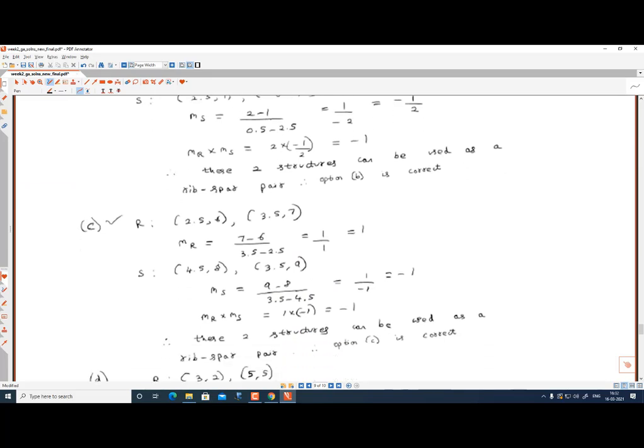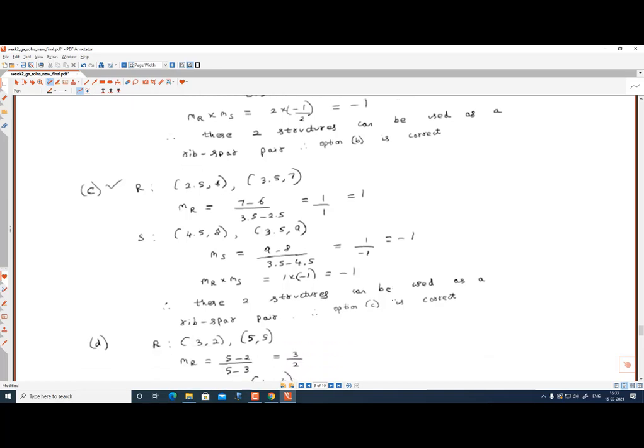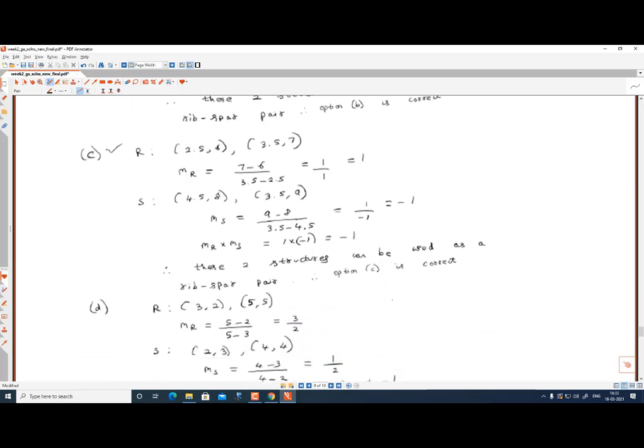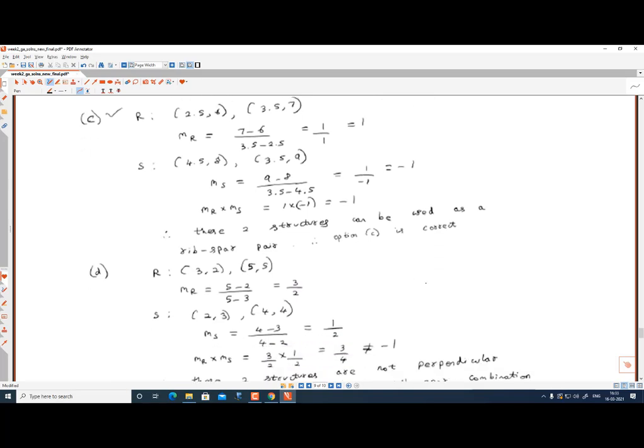And option C, the endpoints of R are (2.5, 6) and (3.5, 7). So MR comes out to be 1, and S with the endpoints (4.5, 8) and (3.5, 9). We note that MS will be (9 minus 8) by (3.5 minus 4.5), which is 1 by -1. So the product of 1 and -1 will be -1. So these two structures can be used as a rib-spar pair because the lines contained in R and S are perpendicular to each other. So option C is also correct.